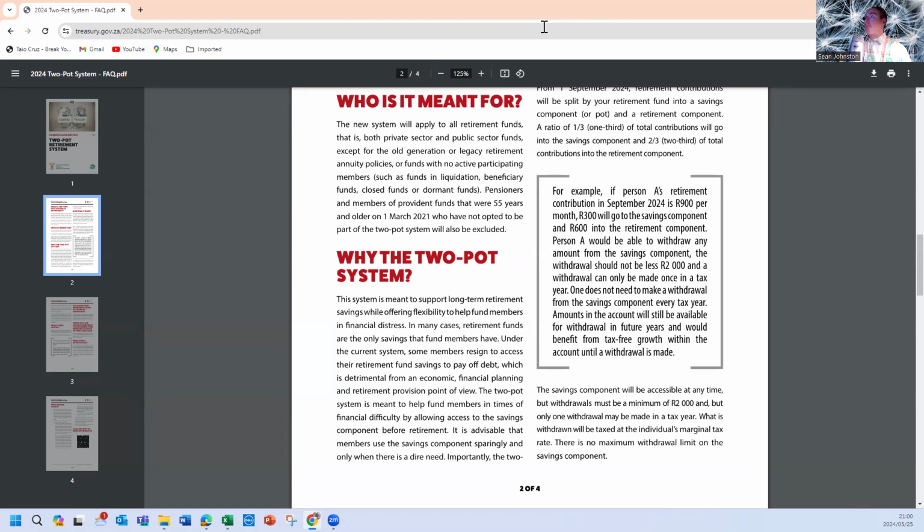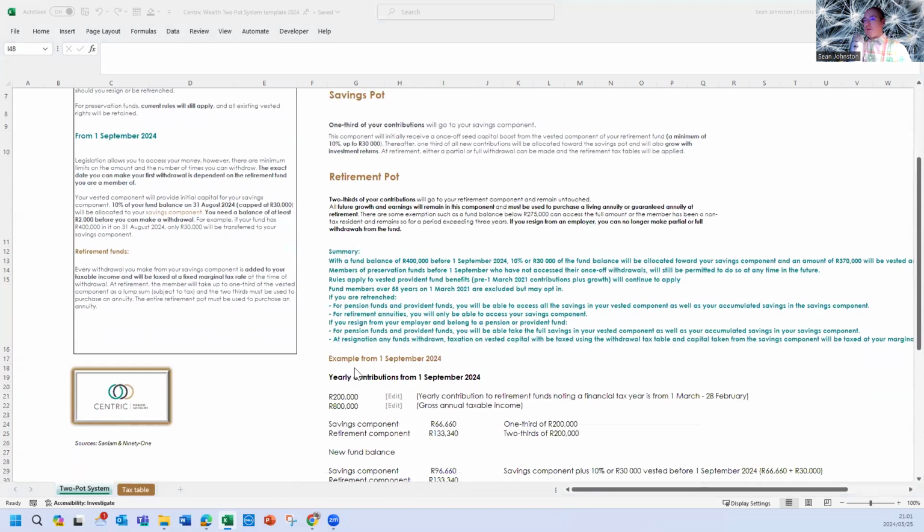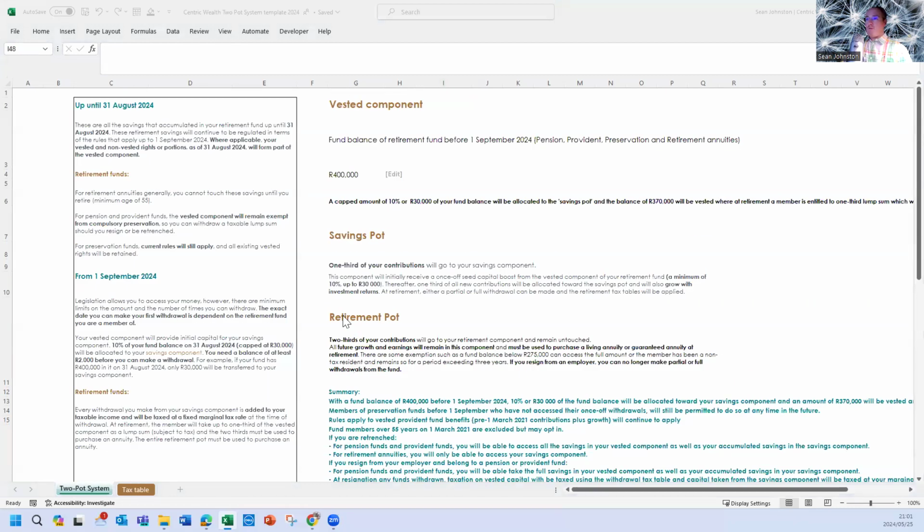I just want to pause this and then open up mine. Right, so this is a Centric document I've created for educational purposes. Our stance is very simple. The two-part system does not exist. We will not encourage investors to touch their savings pot or any money up until the 31st of August.